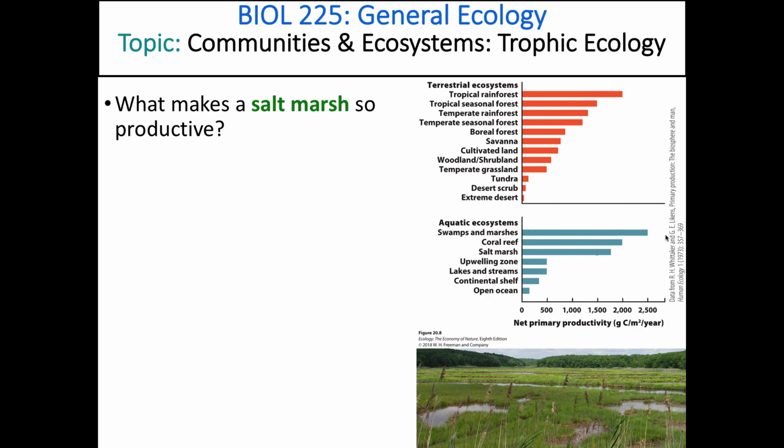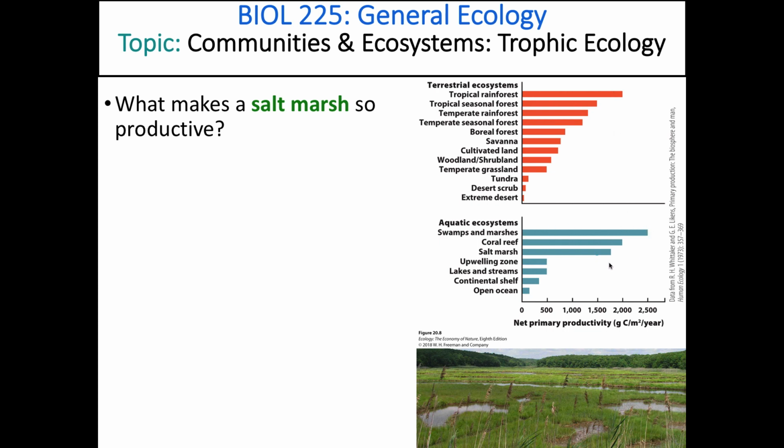And so here we have a bunch of our different ecosystems, so terrestrial ecosystems and aquatic ecosystems. And you have your net primary productivity in grams of carbon per meter squared per year. And you can see that swamps and marshes far outstrip tropical rainforests, and coral reefs also are kind of right in line with tropical rainforests. And then salt marshes are not that far behind coral reefs and tropical rainforests.